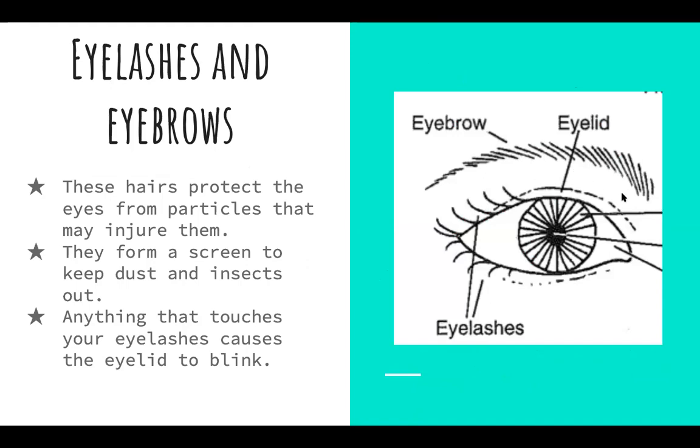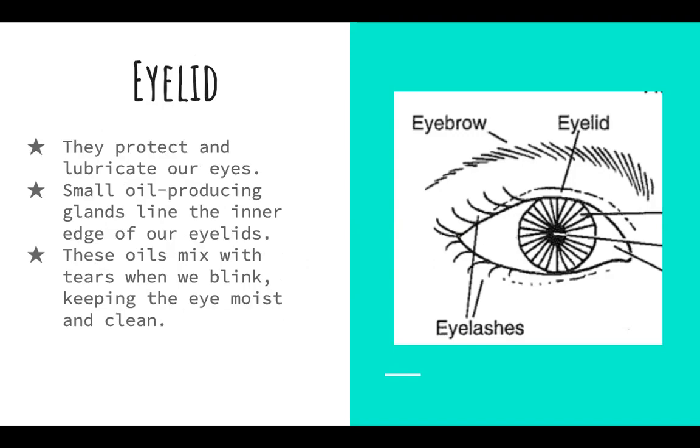These hairs protect the eyes from particles that may injure them. They form a screen to keep dust and insects out. Anything that touches your eyelashes causes your eyelid to blink. If you think about it, if you've ever had anything coming close, your eyelashes are constantly moving because they don't want any of those things coming near your eye. So when things come near your eyelashes, automatically your eyelid wants to blink to shut it out.